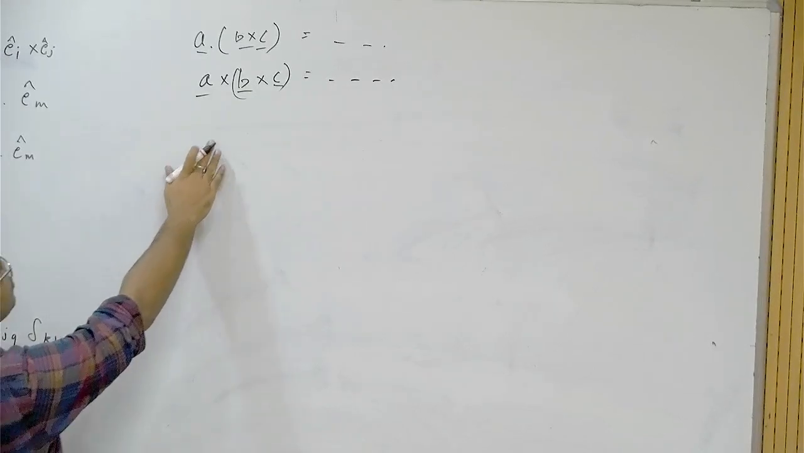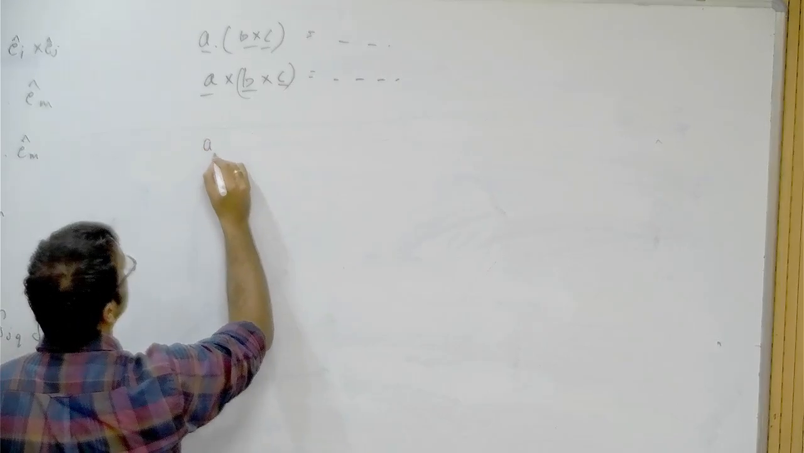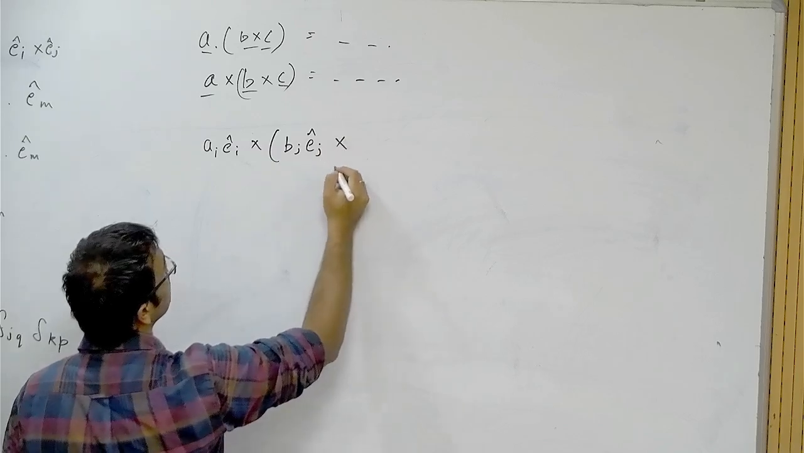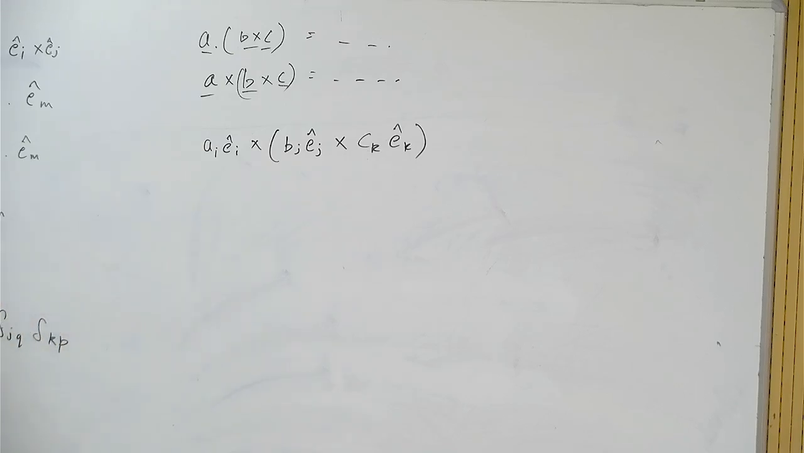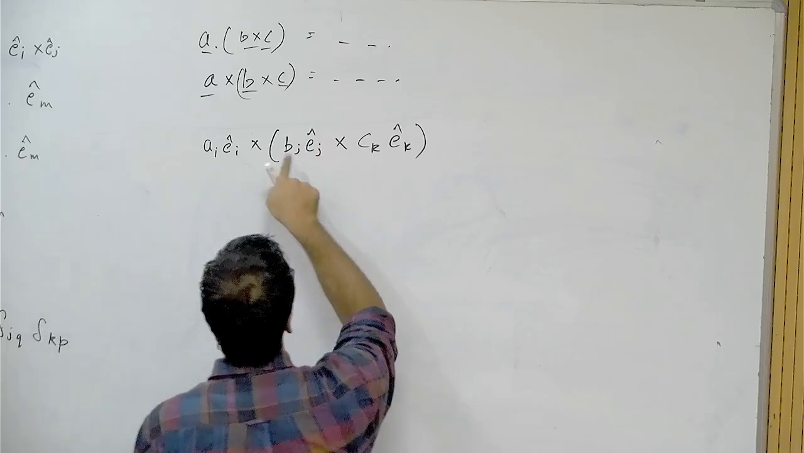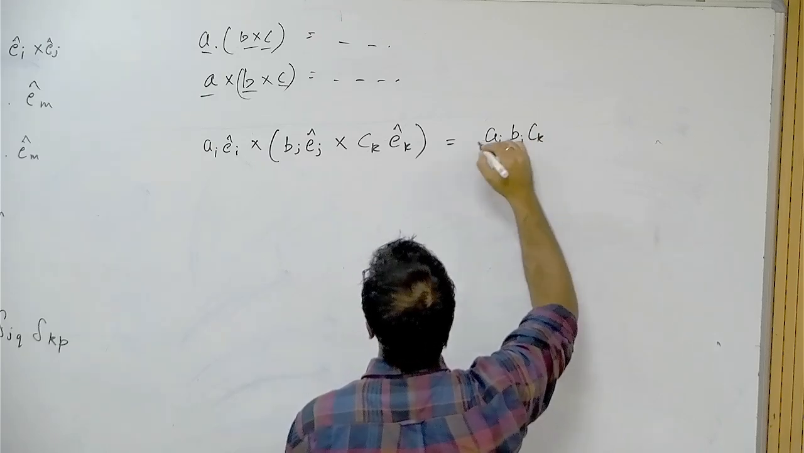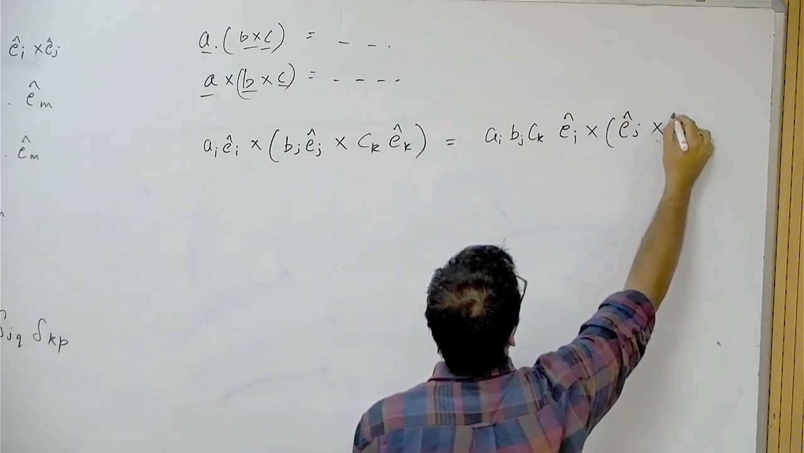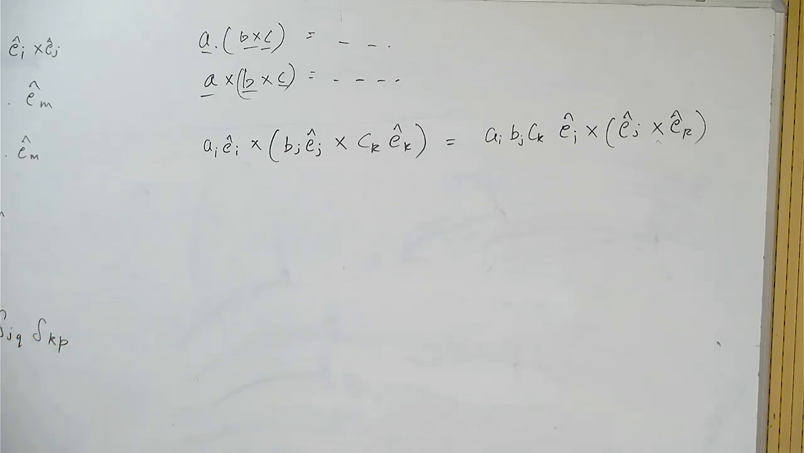So let's do a cross b cross c. How are you going to write a cross b cross c? Let's first write a_i e hat i cross b_j e hat j cross c_k e hat k. All the scalars you can combine together; their order of multiplication also doesn't matter. So this is eventually a_i b_j c_k times e hat i cross e hat j cross e hat k. How can we simplify this using the tools that we have looked at?